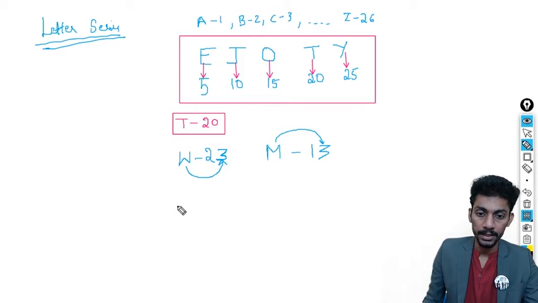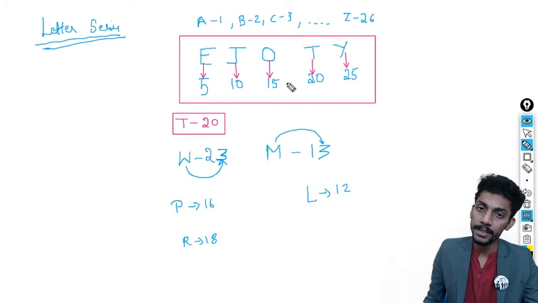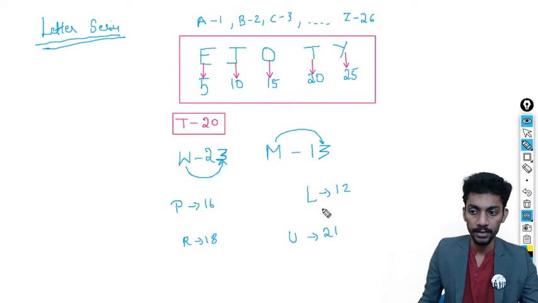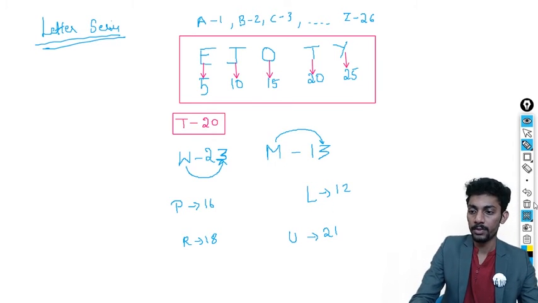So if they suddenly ask the position of P in the alphabet, it is 16. If they ask L, it is 12. If they ask R, it is 18, because it is 2 letters before T: P, Q, R, S, T. If they ask U, it is 21, because it is after T. Understanding now? These are the things you should know when solving letter series questions. Now let's move on to questions.